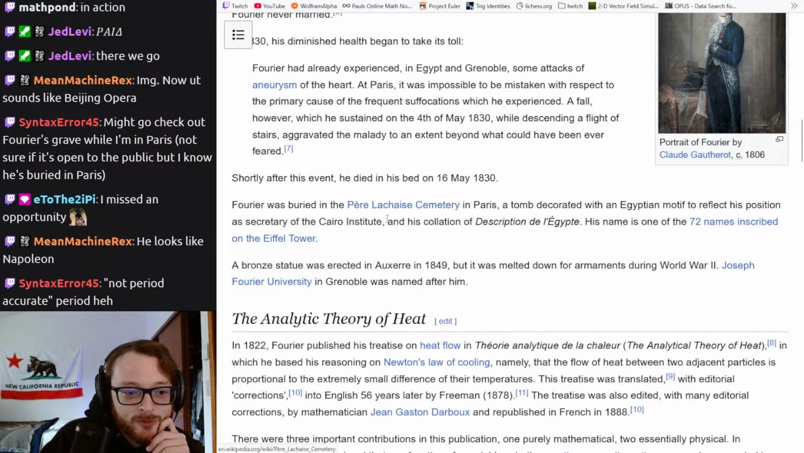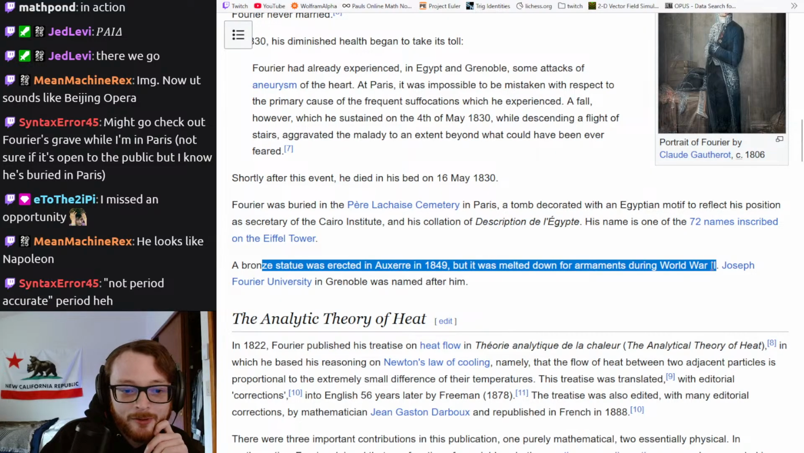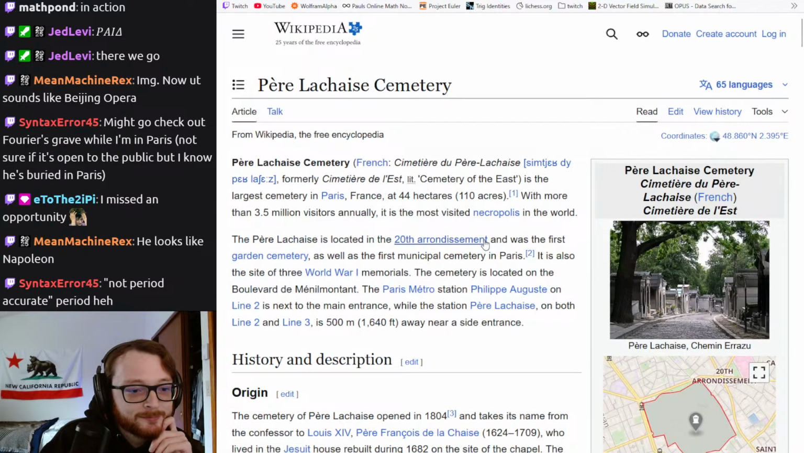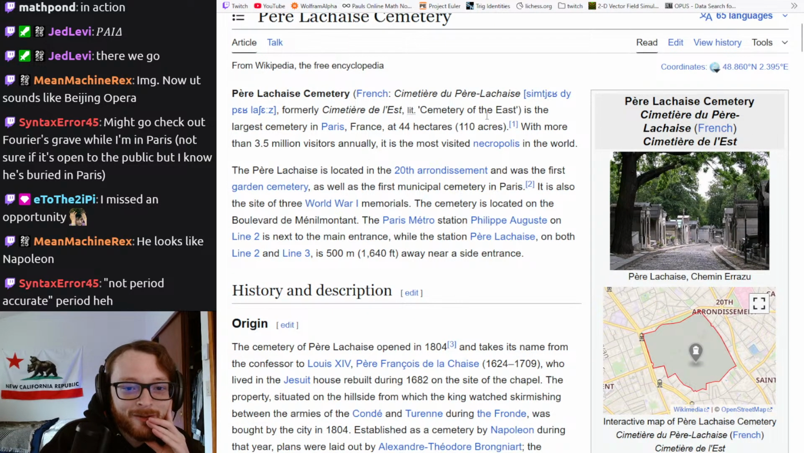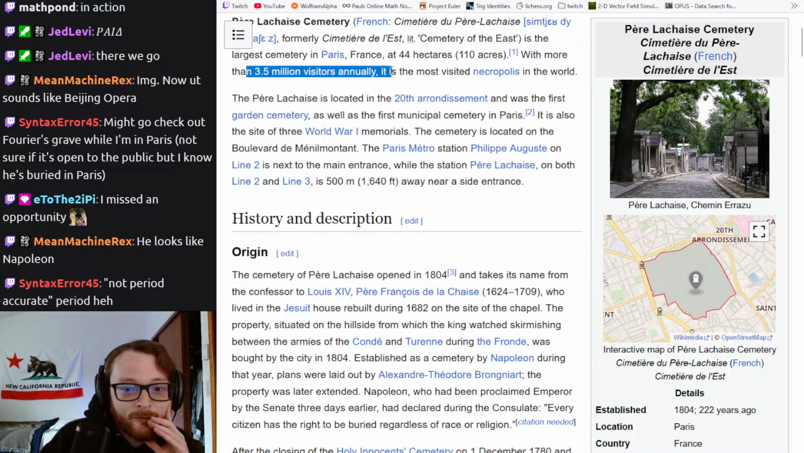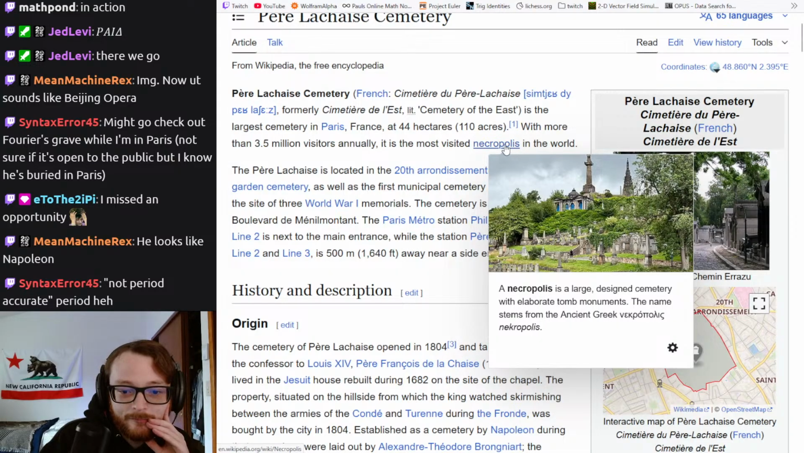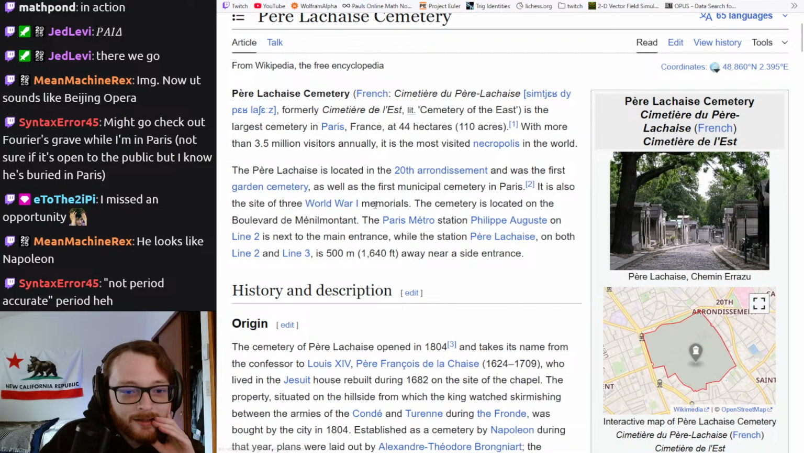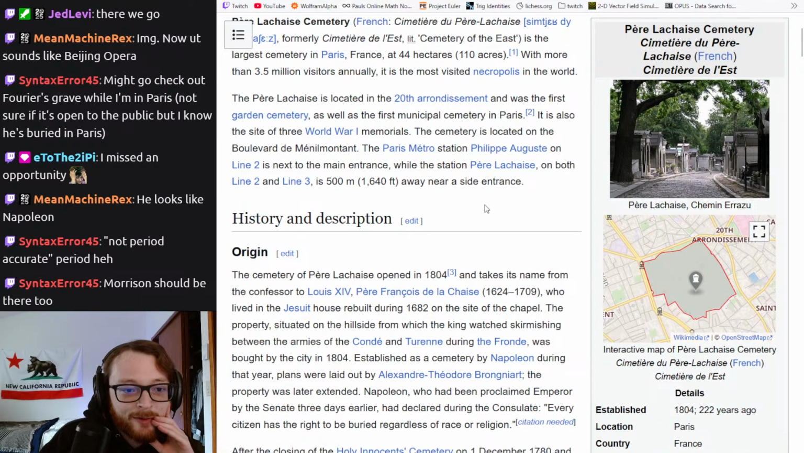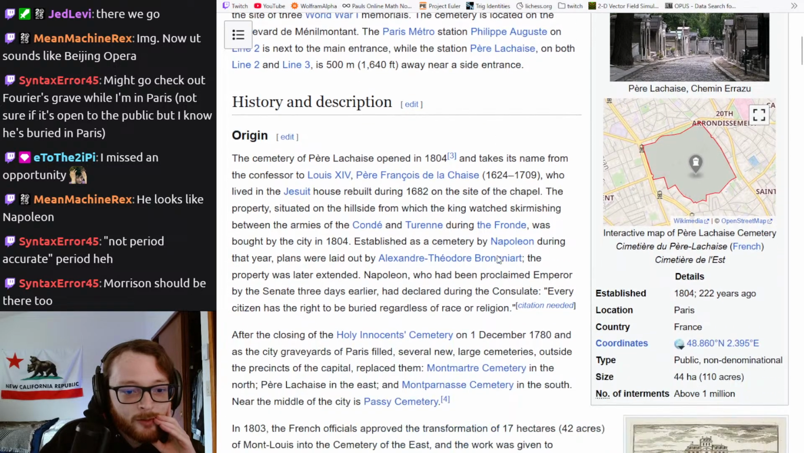Okay, that's 2 cool facts that we just... He used to have a statue, but it was melted down during World War II. Huh. Period. That's my kind of joke right there. The largest cemetery in France. Yeah, they take visitors. Wait, necropolis is a real thing? I thought those were just in, like, RPG games. Or RPGs, I guess. Okay. But maybe his grave, like, maybe the entire thing isn't visitable. I don't know.